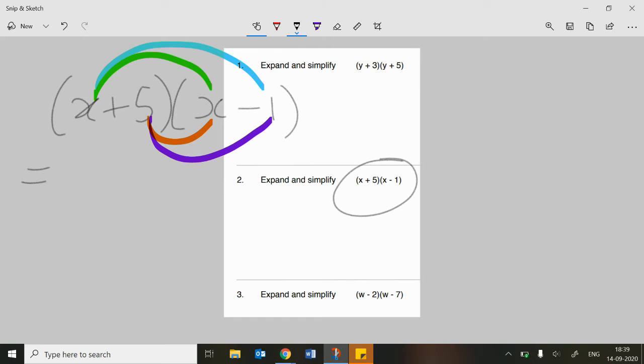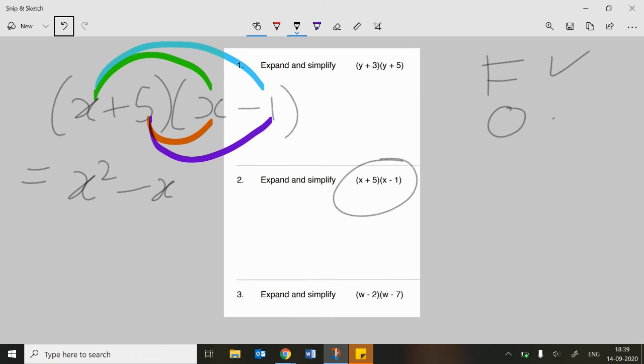Okay, so the green one first, x times x is x squared. The outers is the blue one. So the blue one is x times by minus 1, which is minus 1 lot of x. But we don't write the 1 in front. We just say minus x there. Kind of messed up a bit there. Oh well. Right, so minus x.